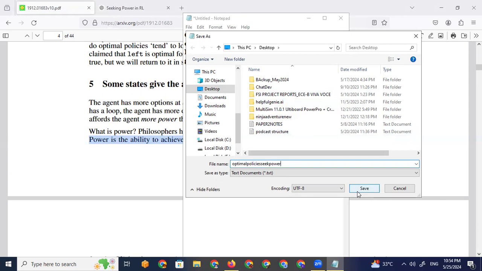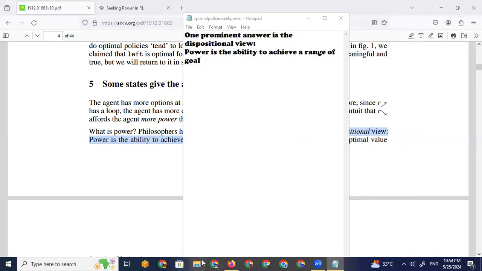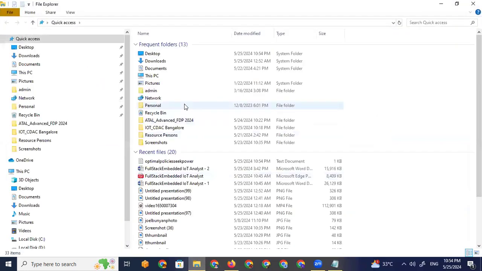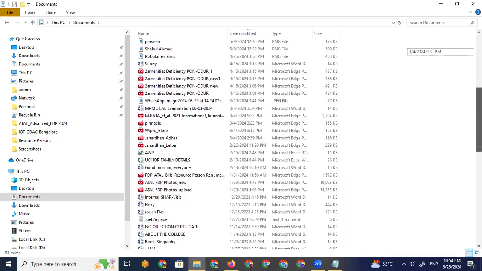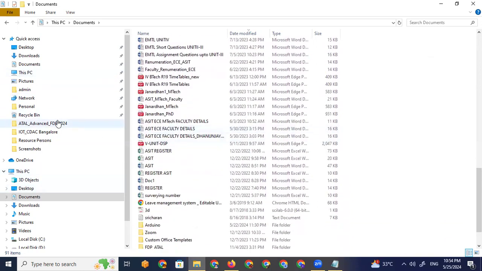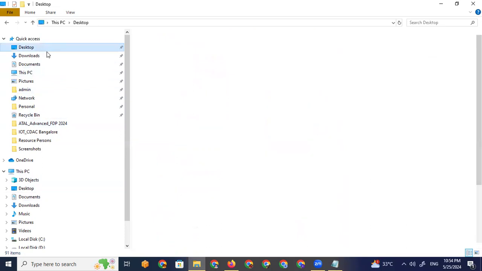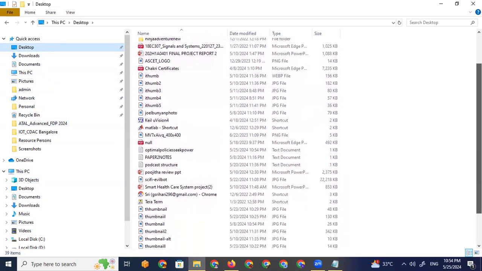Right. Let's see what other papers we have. Probably I have them on the desktop, right? Let's see.